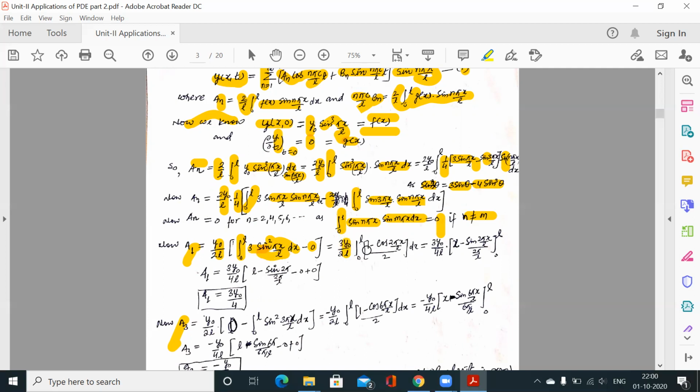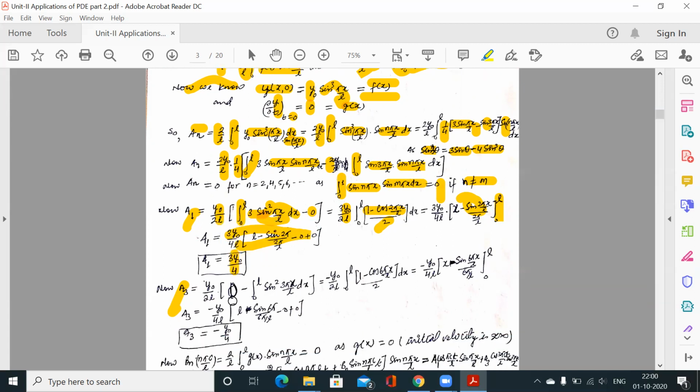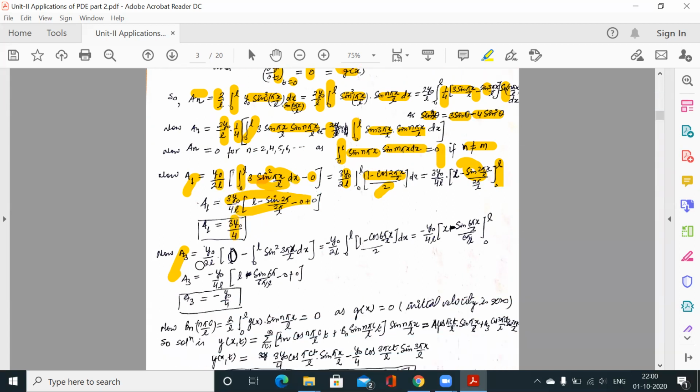How to integrate this? Use 1 minus cos 2 theta by 2. And by simply integrating this and applying the limits, you will get one value. So this is 3y0 by 4. Now for a3, this part would also be non-zero, so a3 would be non-zero. Other an would be 0 for n equal to 2, 4, 5, 6 up to infinity.